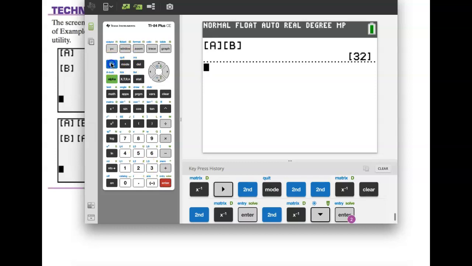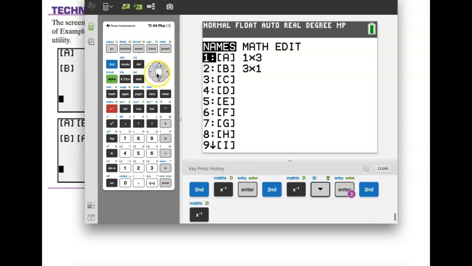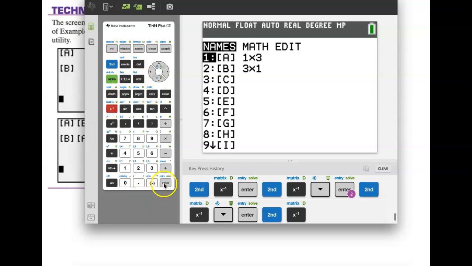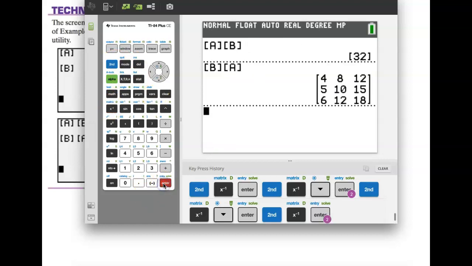Let's do it again. So second matrix. We want to multiply by matrix B. So enter. Second matrix. Call up A, enter, and then that is the answer for multiplying matrix B and A together. So you can check your answers with your graphing calculator.